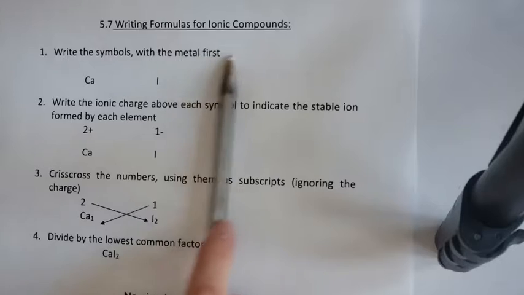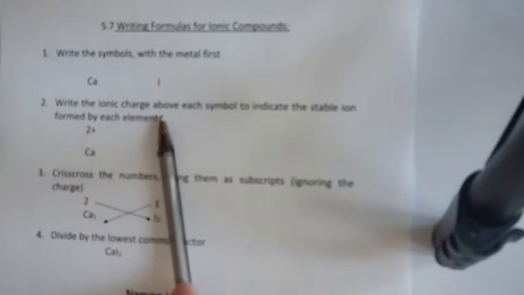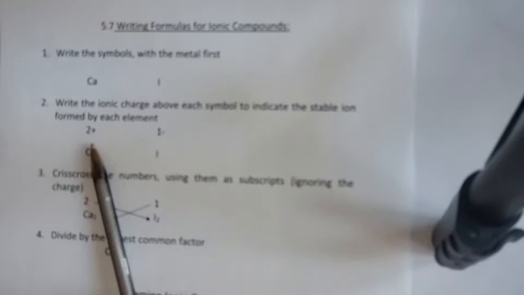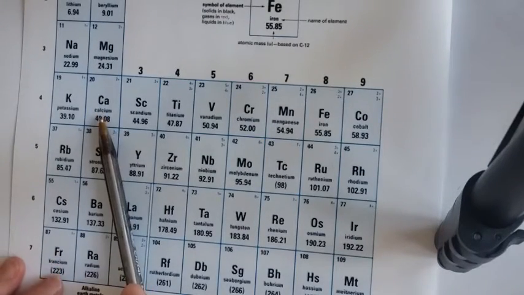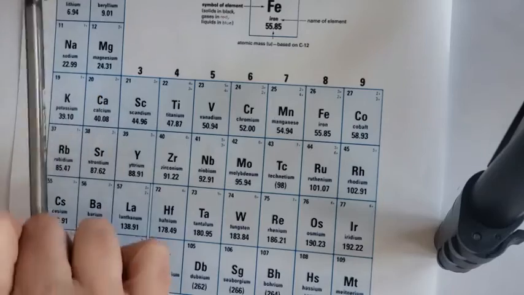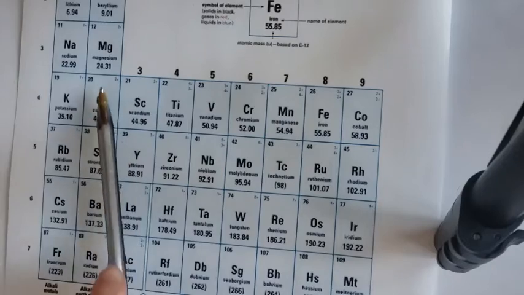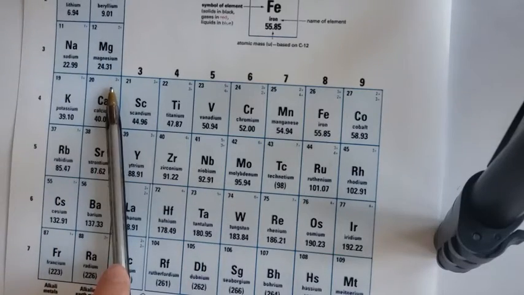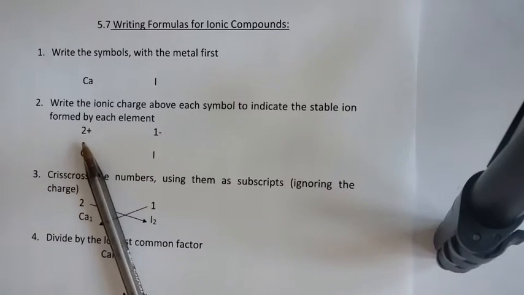First thing you do is you always write the metal first. So write down Ca and then I. Next, you're going to write the ionic charge above each symbol. And you may ask, well, where do I find this ionic charge? So you're going to need your periodic table, and you find calcium, for instance. In the top right-hand corner, it says +2. And even if you can't read it, it's pretty easy because the first column is +1, the next +2, +3, etc. So if it's in the second column, we know it's going to be a +2. So what you do is you write a +2 above it.